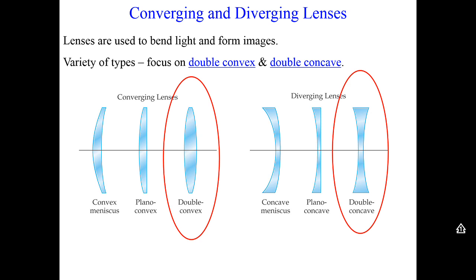A converging lens means that the refracted light meets and forms a focal point on the opposite side of the lens, if it's all parallel. If it diverges, then after it goes through the lens, the light rays will never meet, and so it will appear to come from a virtual image on the same side of the lens that the light came from. In general, if you have a double convex, that's going to be a converging lens, and if you have double concave, then that's going to be a diverging lens.